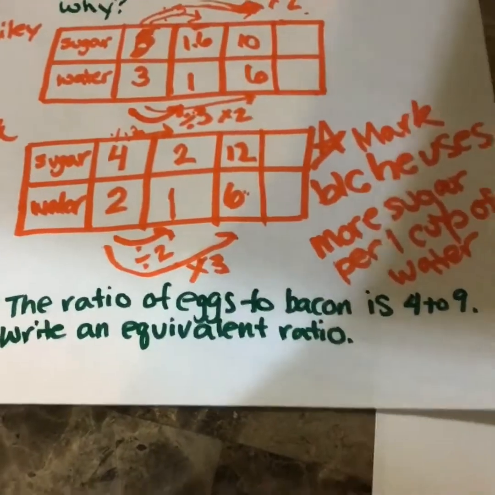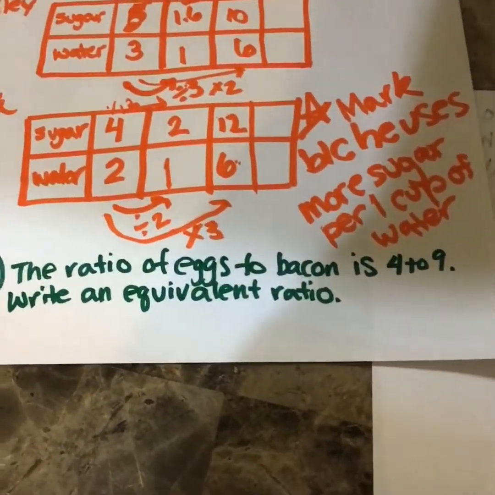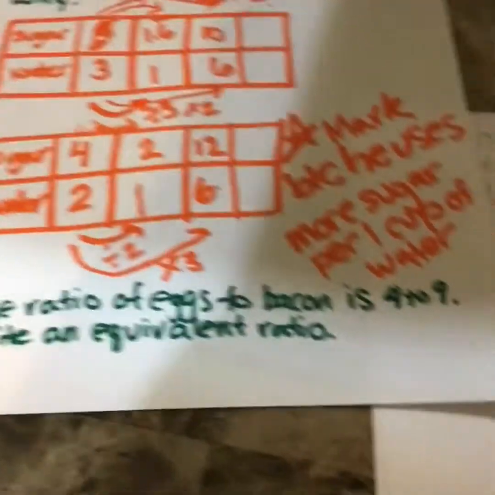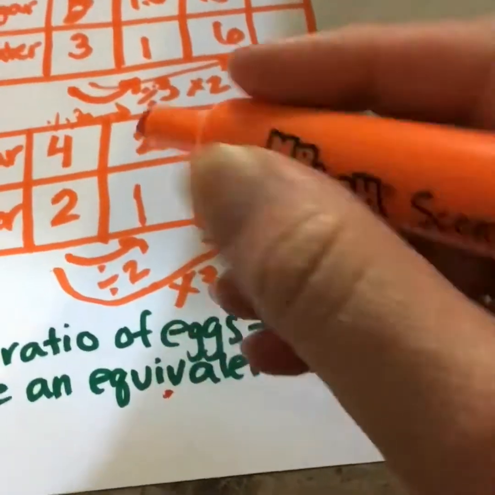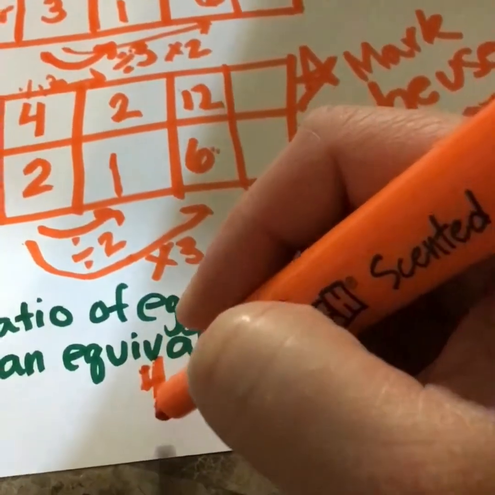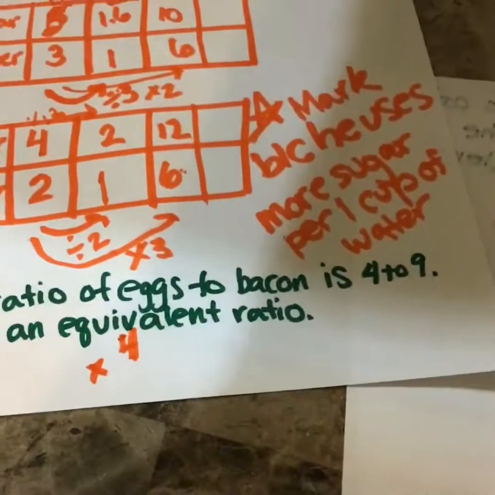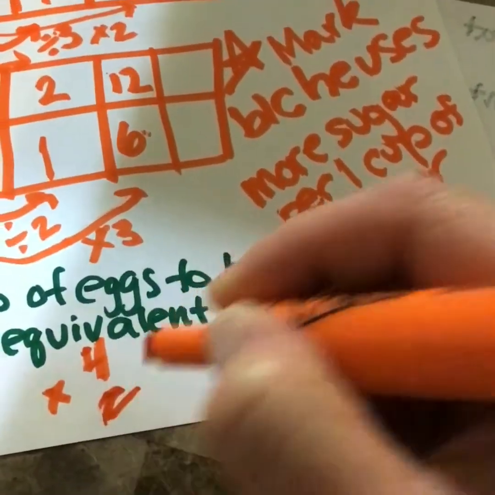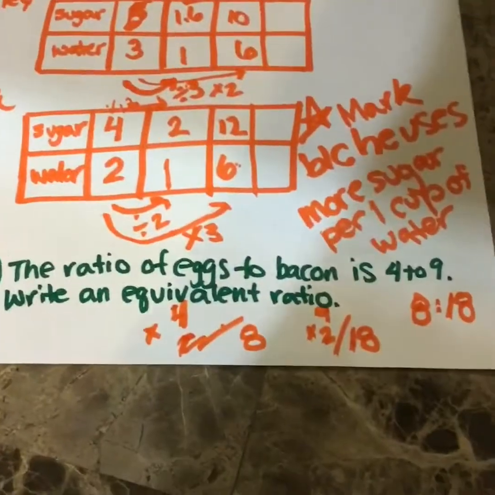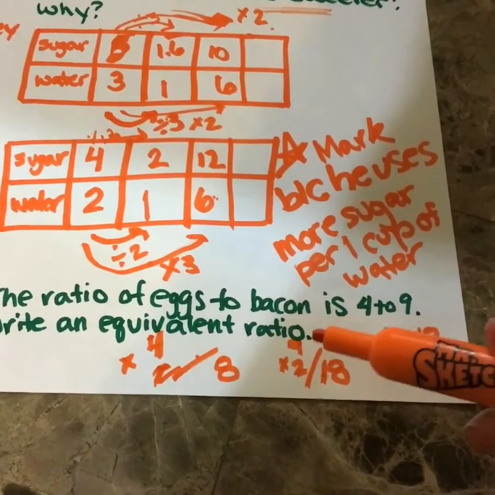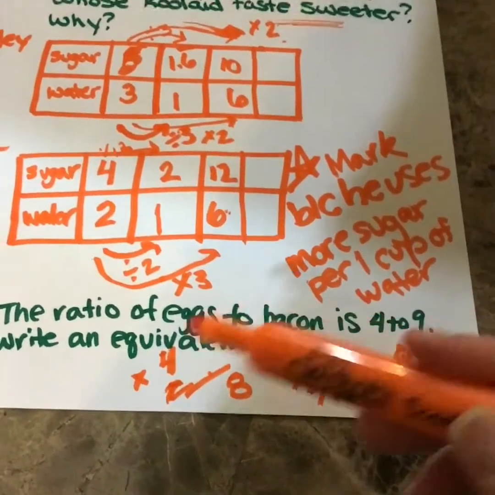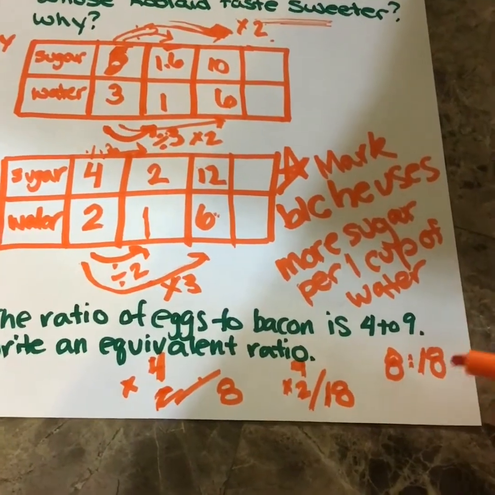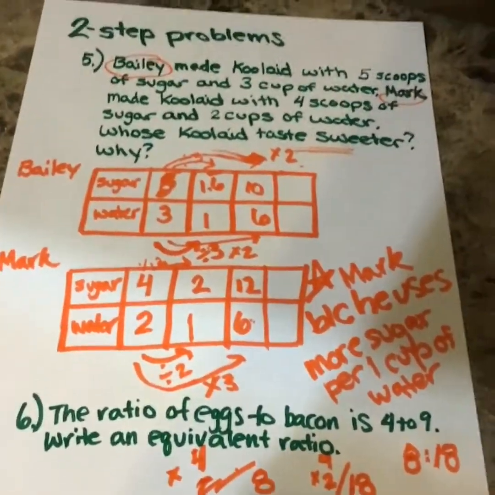All right, and the last problem I want you to try. The ratio of eggs to bacon is 4 to 9. Write an equivalent ratio. Well, you know, in order to write an equivalent ratio, all you have to do is multiply both numbers by the same number. So if you multiplied 4 and 9 by 2, what would you get? That's right. 4 times 2 is 8, 9 times 2 is 18. Therefore, an equivalent ratio of 4 to 9 would be 8 to 18. There could be several different answers for this problem.